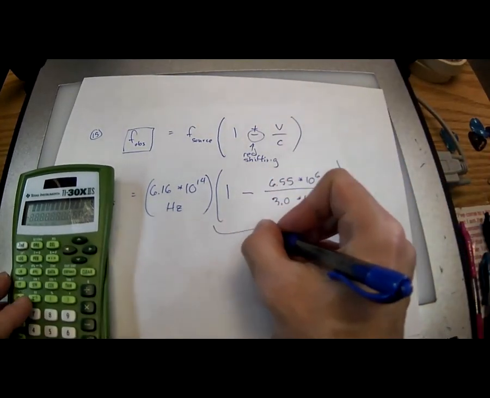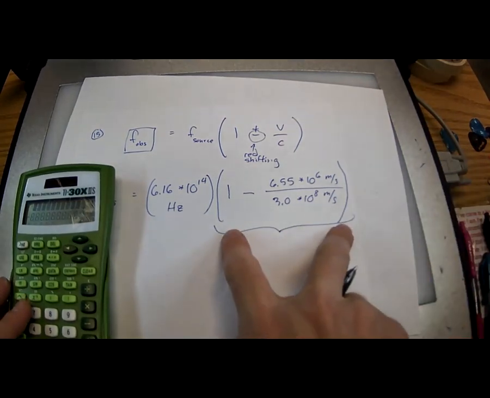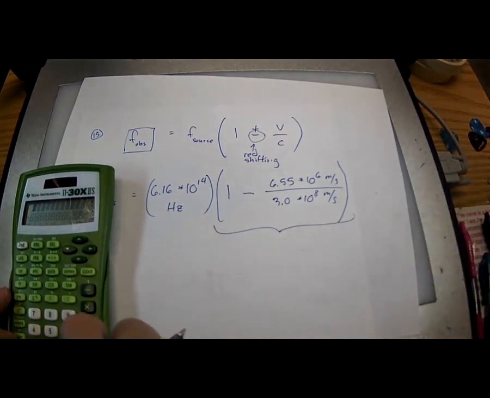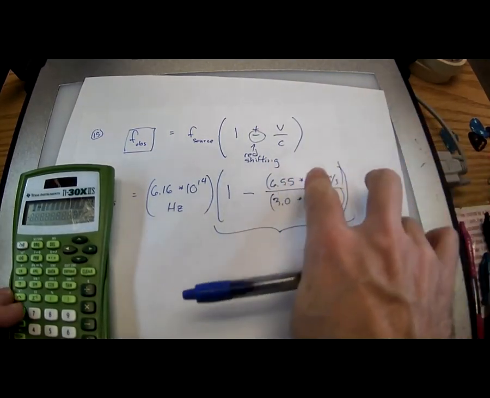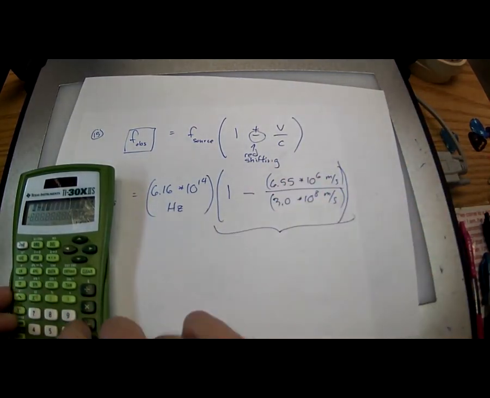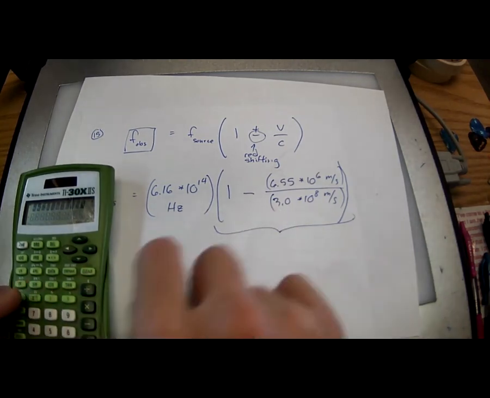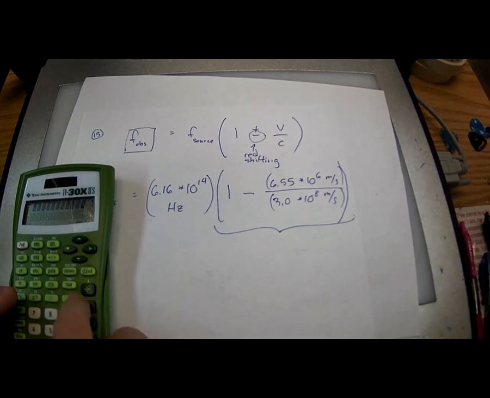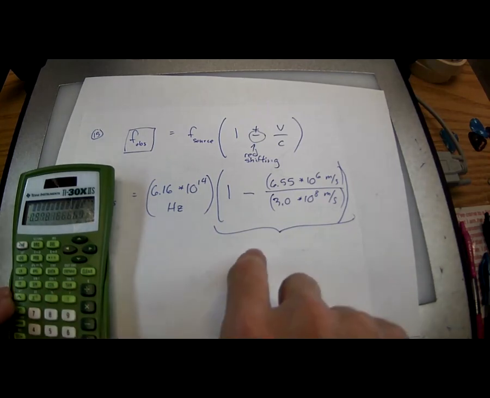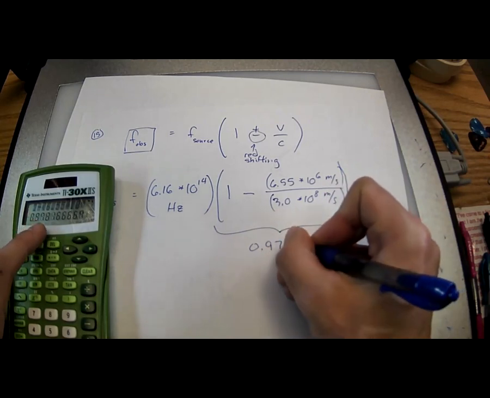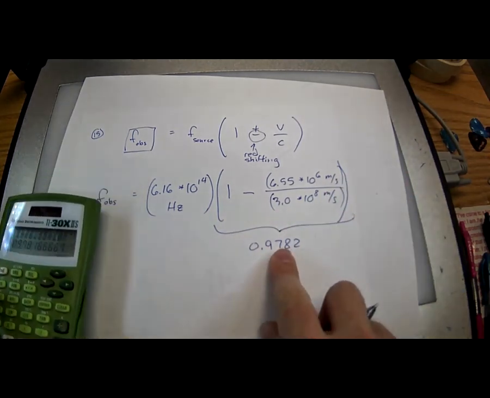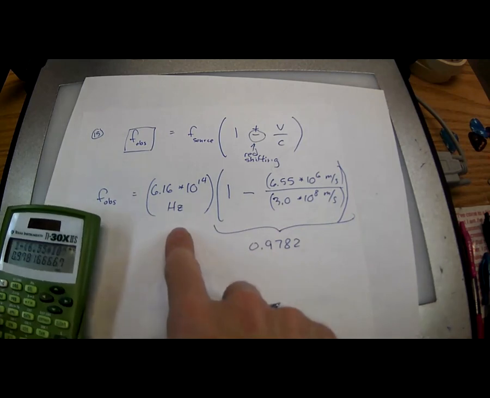I'm kind of curious to know: what is this whole piece in the parentheses equal to? What's 1 minus... Now, if you put it in your calculator, make sure you got everything grouped correctly. Open parentheses 6.55 times 10 to the 6, close parentheses, divided by open parentheses 3 times 10 to the 8, close parentheses. And so that is 0.9782. So it is about 98% of the original frequency.